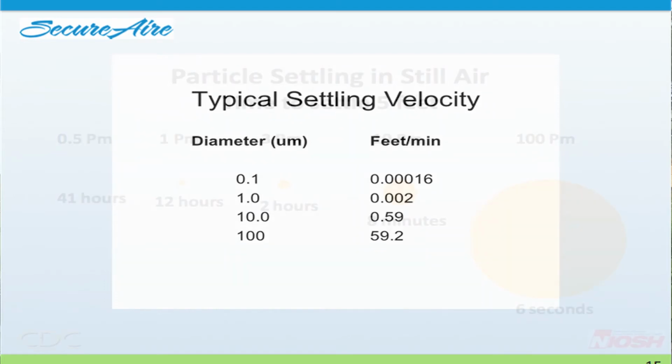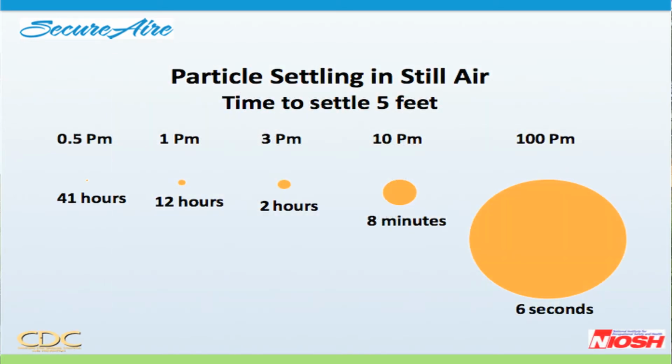Or look at it this way. If we had a 1 micron particle on this chart, it would take 12 hours to settle to the ground if there were no air movement. Or a whole grain pollen would take 6 seconds. So out of 20 million particles per cubic foot, nearly all of them are staying permanently suspended given the little bit of air movement we have in the home most of the time.